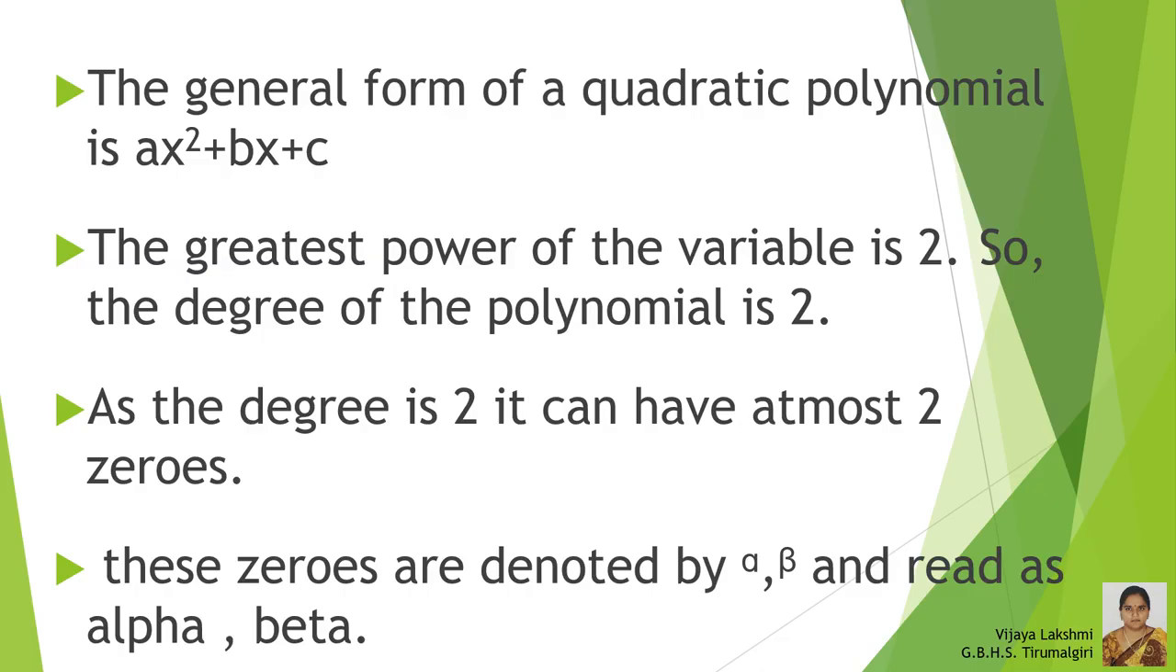As the degree is 2, it can have at most 2 zeros. So the maximum number of zeros will be 2. These zeros are denoted by alpha and beta and read as alpha comma beta. Now when we say the zeros of a polynomial, that is the value of the variable which makes the value of the polynomial to be 0.